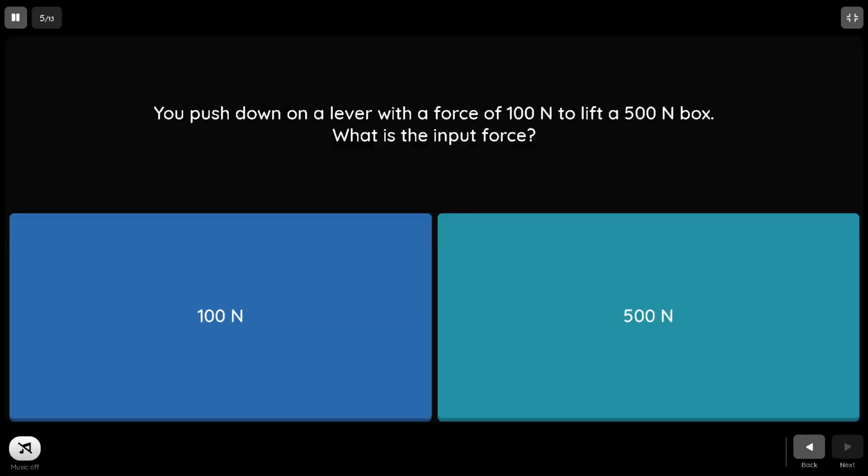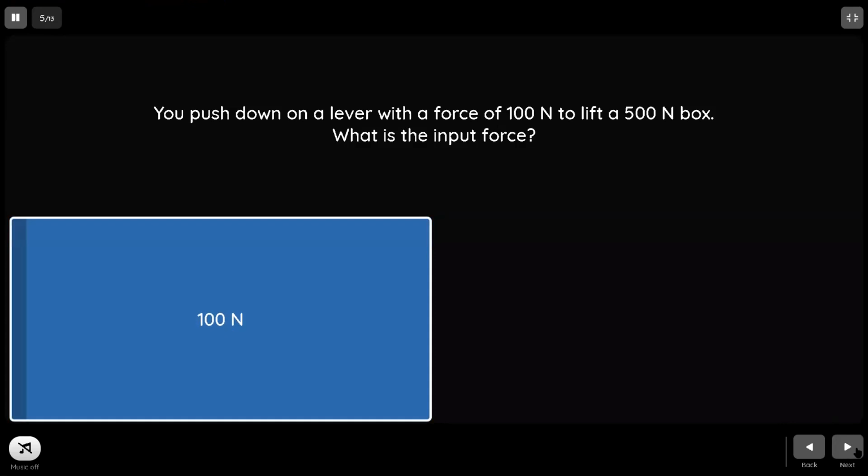Okay. Now, you push down a lever with a force of 100 Newton to lift a 500 Newton box. What is the input force? You push with 100 to lift 500 Newton. So what will the input force be? Is it 100 or 500? You push with 100. Yes, it's 100, exactly.